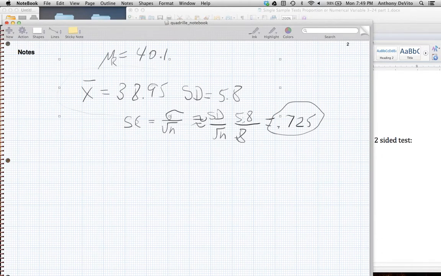So now I got my standard error, and I got my mean. That's really all I need to calculate my confidence interval. So my confidence interval is going to be X bar plus or minus. Now I have to decide what this factor is going to be.